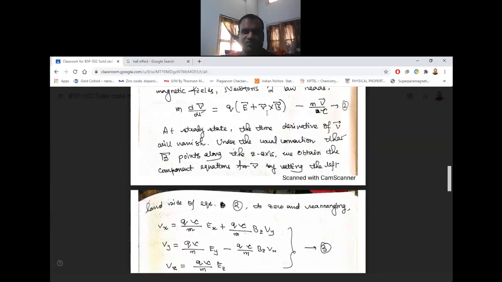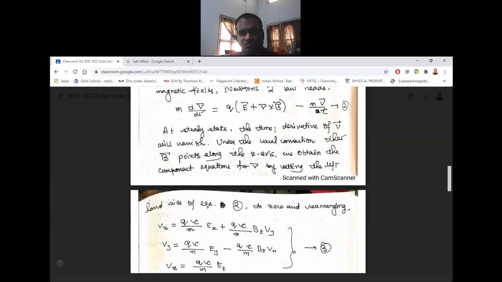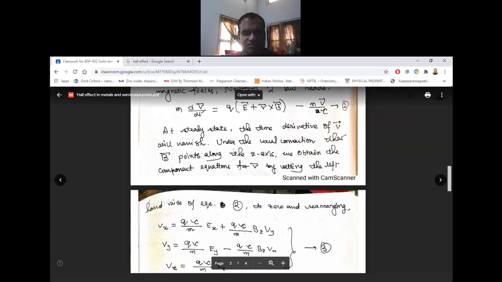We obtain the component equations for velocity. Velocity is a vector quantity, so it has both direction and magnitude, meaning it can have components along the x-axis, y-axis and z-axis. At the steady state, the time derivative of v will vanish, that means this first quantity will be 0. So ultimately this one will be equal to this one: the Lorentz force will become equal to the retarding force.